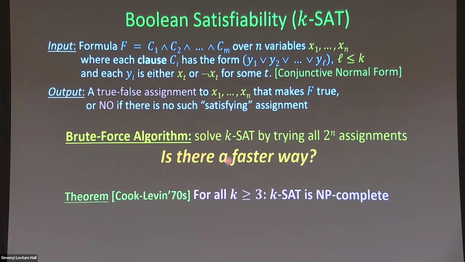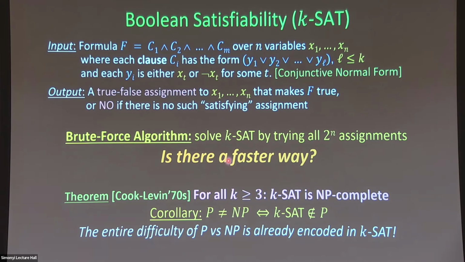But for k at least 3, it's NP-complete, meaning that if we can show that k-SAT is not in polynomial time, it's not easy, if and only if P is different from NP. So the entire difficulty of the P versus NP question is already wrapped up in how complicated this k-SAT question is. How complicated is 3-SAT? Can we solve it in real time or not?